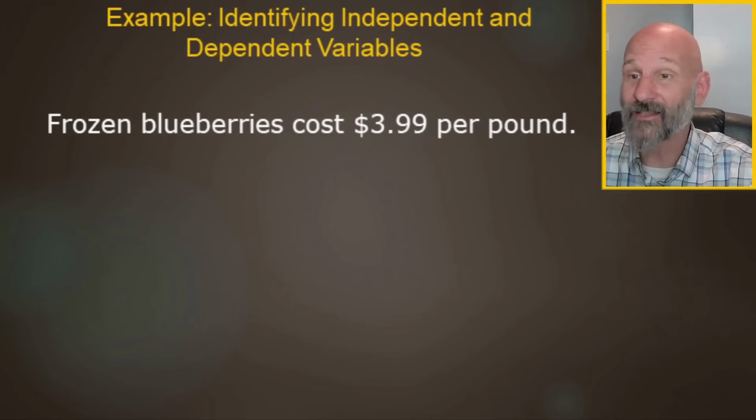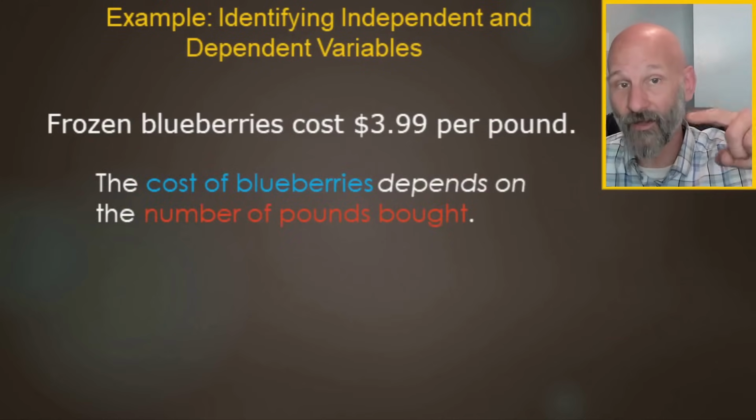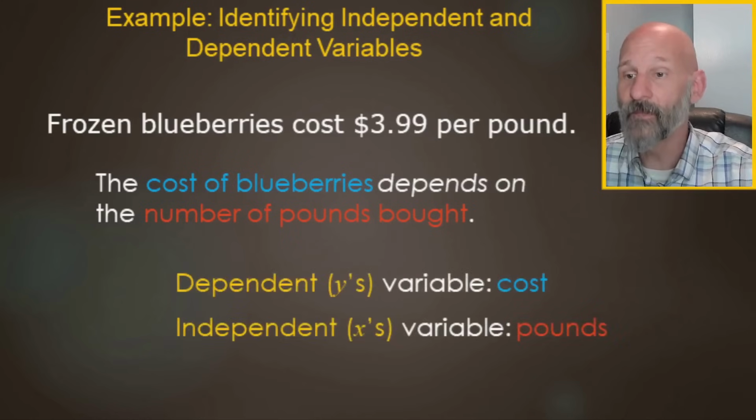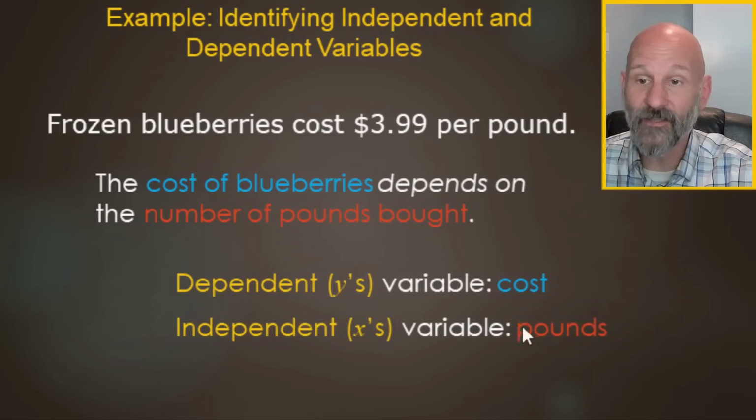Frozen blueberries cost $3.99 per pound. So the cost depends on how much you bought. So your independent variable is pounds. The dependent is going to be cost.